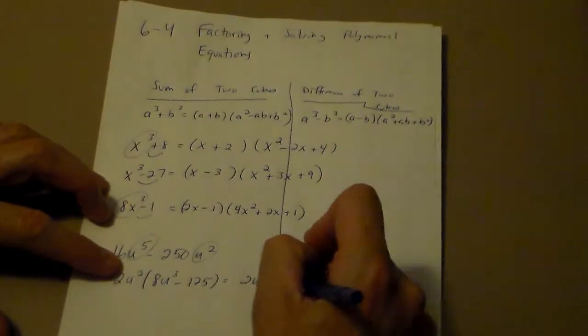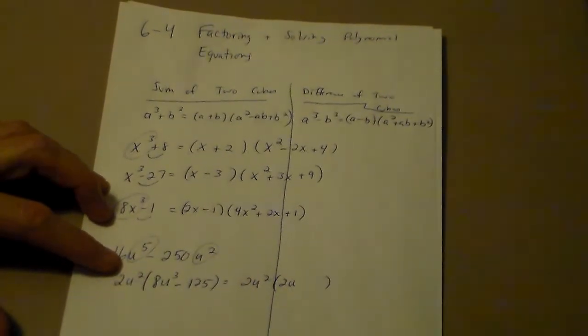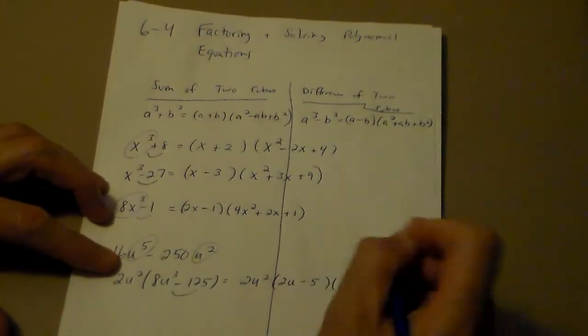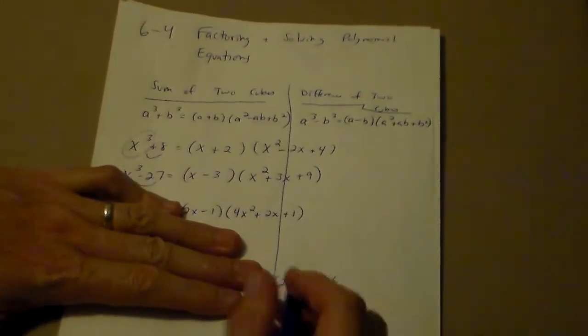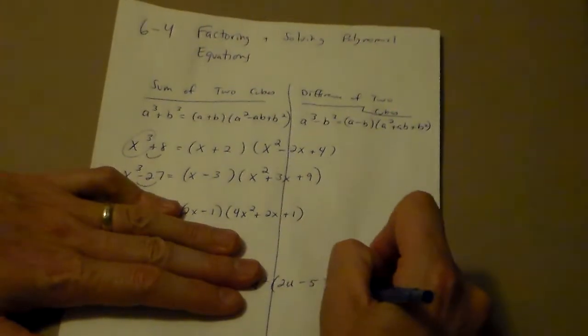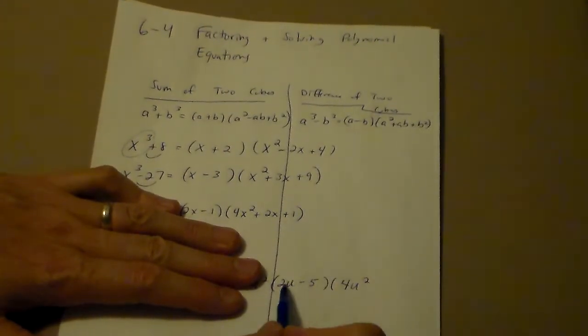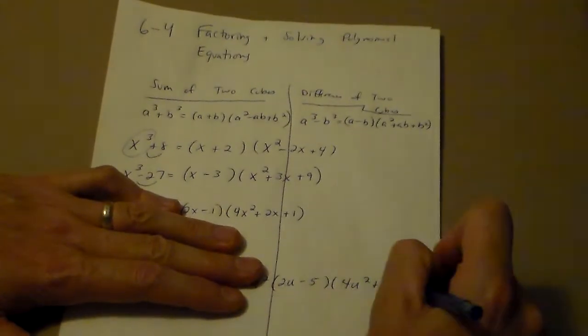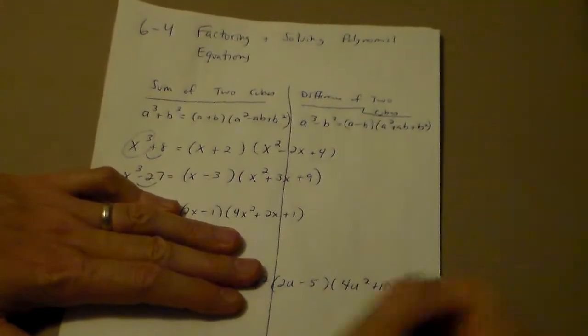Cube root of my first term, 2u. Cube root of my second term, 5. Don't look at this anymore. Take that and square it. Opposite of this times this. That squared.